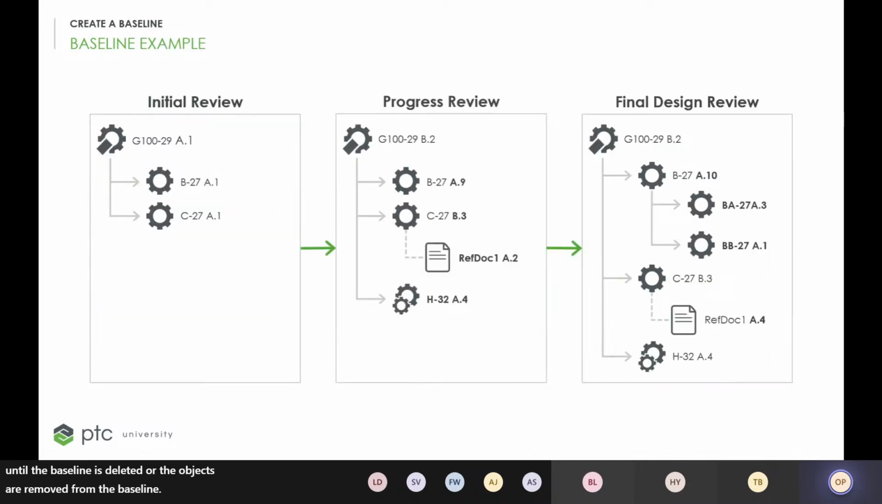This is an example. This is how you can make a compare, an initial review of your product structure with the progress one and the final design review. So you can store the exact structure as it is at a specific moment in time.